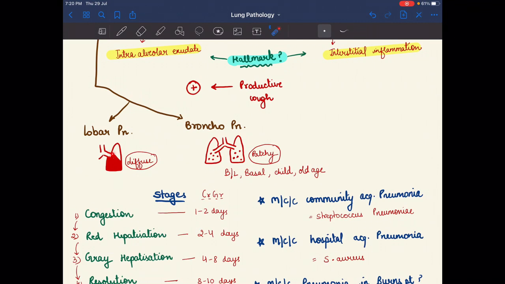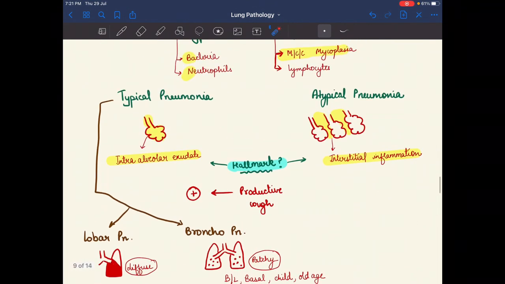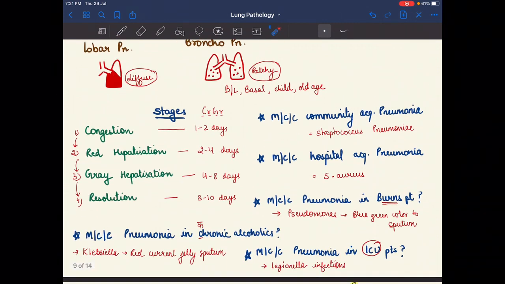In lobar pneumonia, it involves the lobes of the lungs, and it is of diffuse type. Bronchopneumonia is of patchy type. As I drew in this diagram, bronchopneumonia is patchy and involves both lungs. Bilateral means both lungs are involved, the basal part is involved, and it is seen mostly in a child or in an old age person. Okay, so this is about pneumonia.